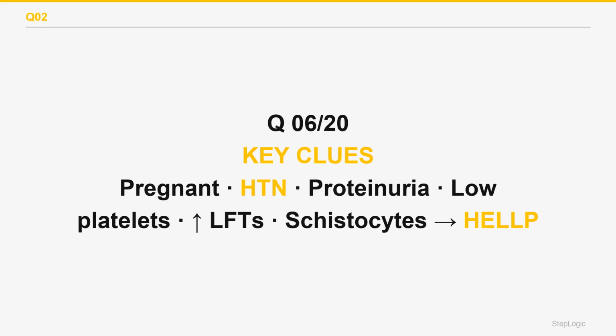Delivery is definitive. At 32 weeks, betamethasone may be given for fetal lung maturity with a 48-hour window, only if the mother is stable. With HELLP this severe, platelets at 78K, schistocytes, high LFTs, the correct answer is magnesium plus delivery, not expectant management.